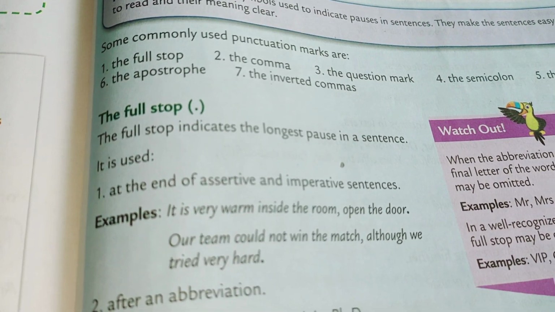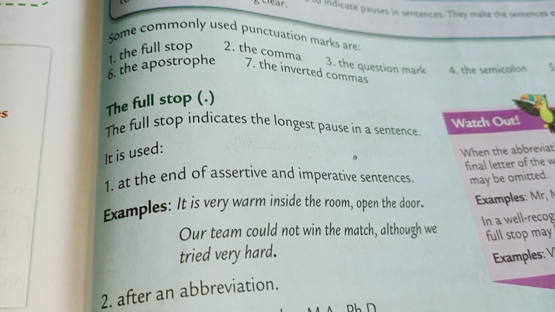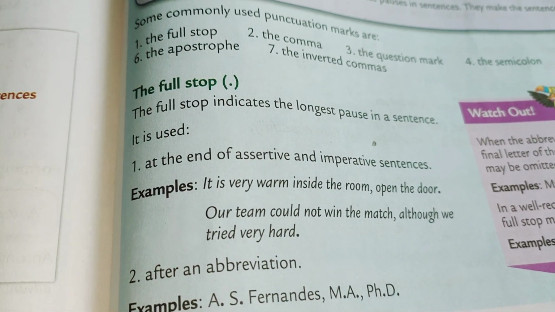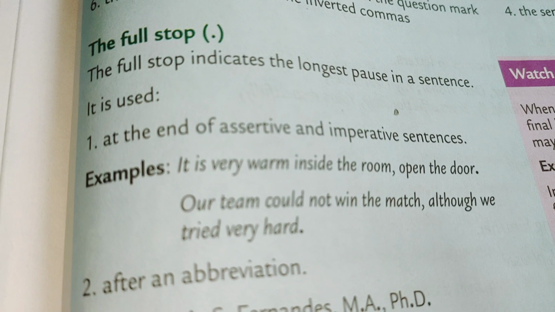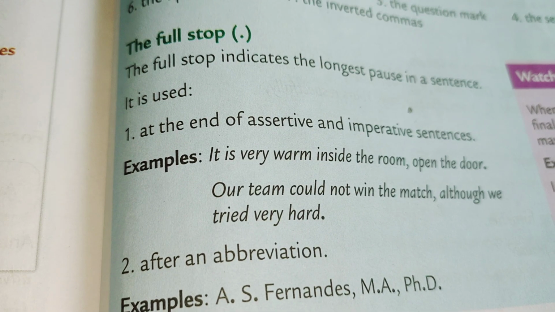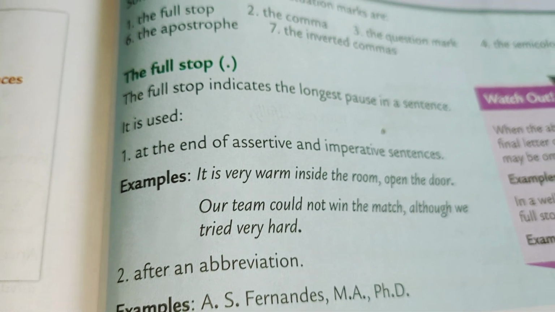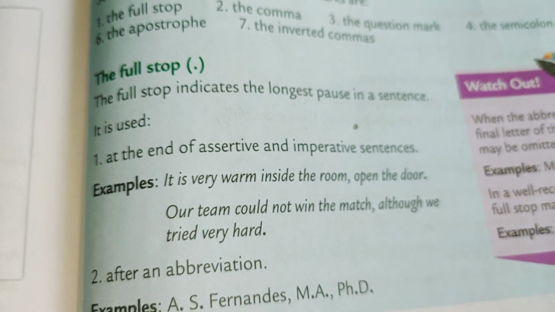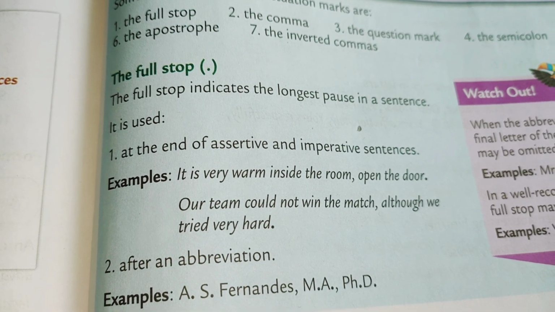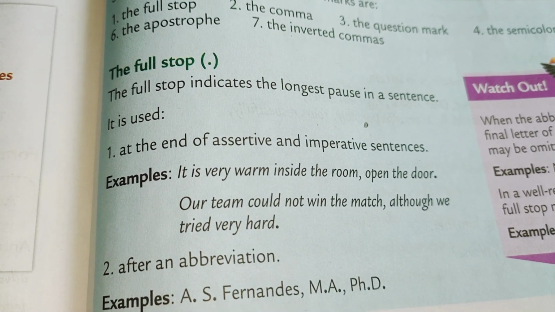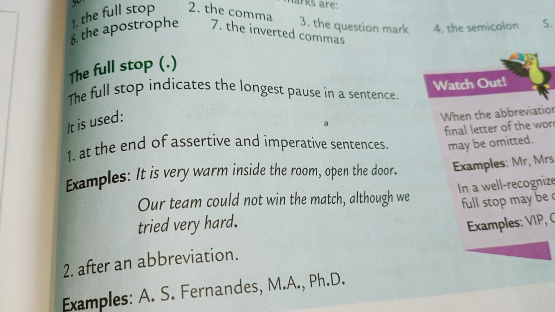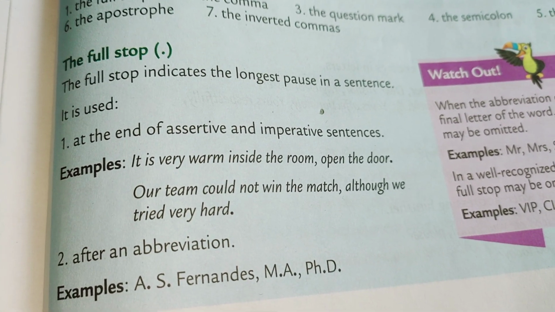So students, first of all, we will be learning about the first one, which is the full stop. So students, full stop is simply represented by a dot, and this indicates the longest pause in a sentence. And students, where it is used, first thing is it is used at the end of assertive and the imperative sentences. So now we need to quickly revise what are the assertive and the imperative sentences.